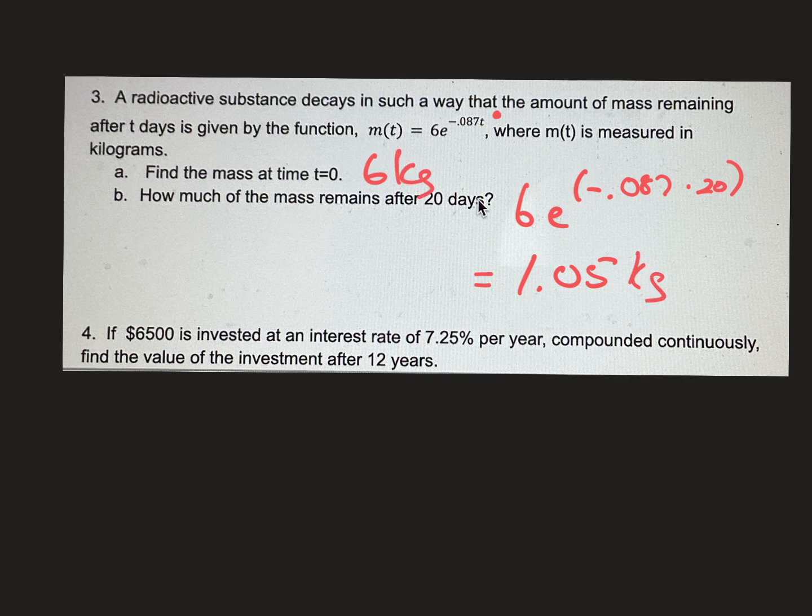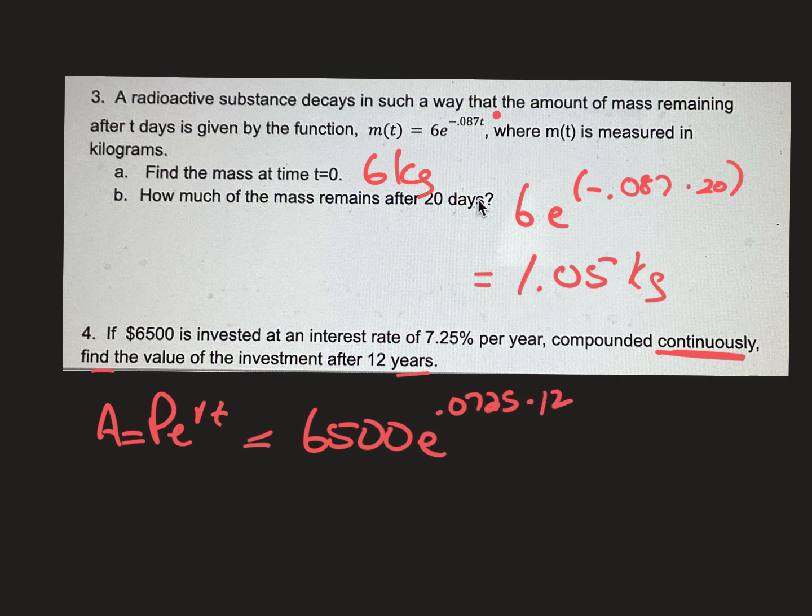Number 4, if 6,500 is invested at an interest rate of 7.25% compounded continuously, that's the key word. When you see continuously, that means we're doing the PERT formula. Find the value after 12 years. The P is principal, how much we start with, which is 6,500. I have e, and my exponent is going to be r times t, which is 0.0725 times 12. I'm going to punch that in, and it looks like I'm getting about $15,514.92. You should get the exact same thing. Double check that.